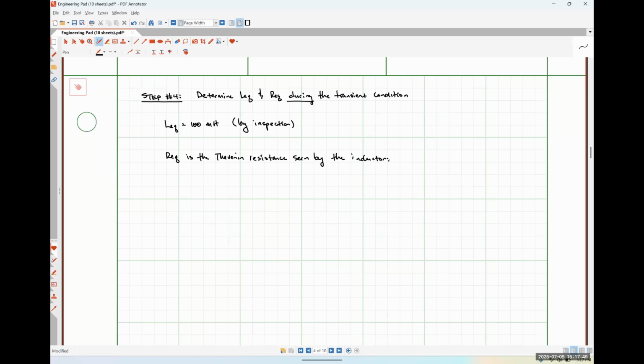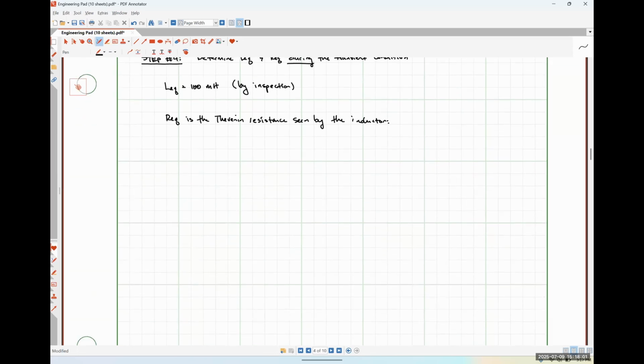seen by the inductor. So because we're finding a Thevenin equivalent resistance, we need to be looking at a dead network during the transient condition, okay? So dead network, our current source is an open circuit because that's how we turn off a current source. Here is our 2 ohm resistor. This is our open circuited terminal A. Here's our switch closed at B.